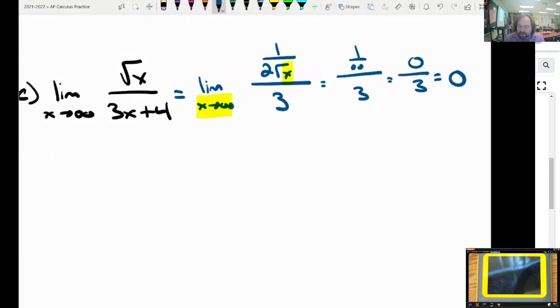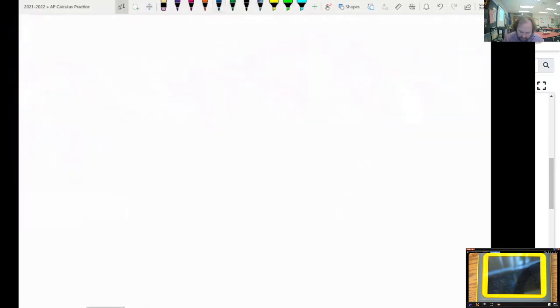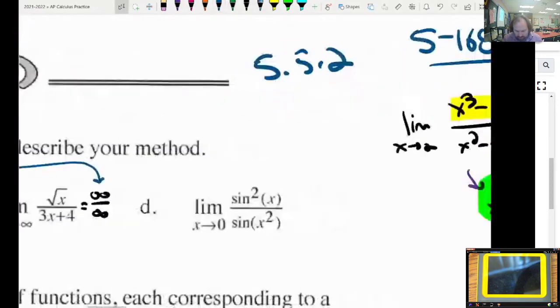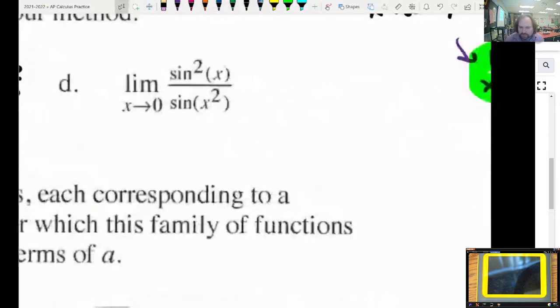L'Hopital's rule makes limits much, much easier, especially when they're fractions, because that's what 90% of the problems are in limit problems. Question D, again, we've got a limit as x approaches 0 of the sine squared of x over the sine of x squared.